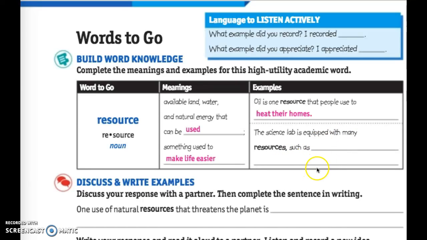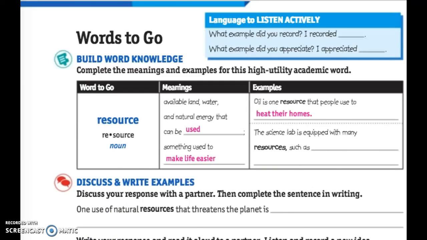I want you to come up with your own examples here. What would be in a science lab that would be a resource or something used to make life easier in the science lab? Could be something like a new microscope, computers with special software, or various other things. So go ahead and think of your own example here.